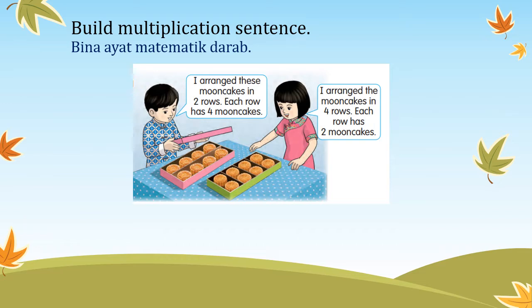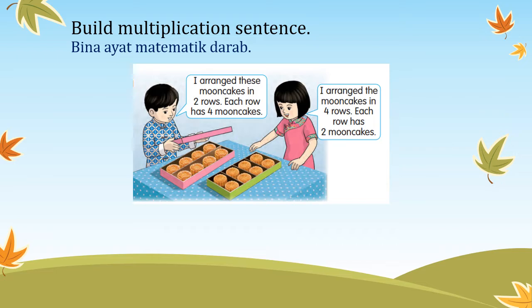Okay, look at this picture. Okay, what did the boy say? I arrange these mooncakes in 2 rows. Each row has 4 mooncakes. Maksudnya, saya susun kuih bulan ini dalam 2 baris. Each row has 4 mooncakes. Setiap baris ada 4 kuih bulan.